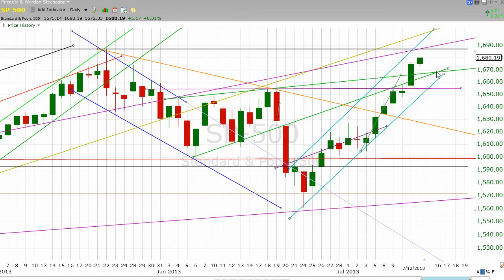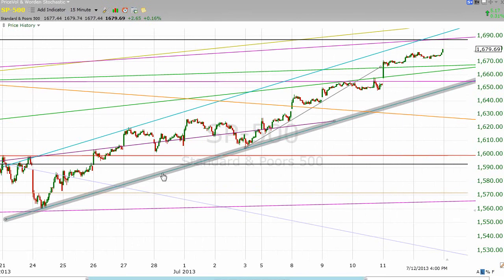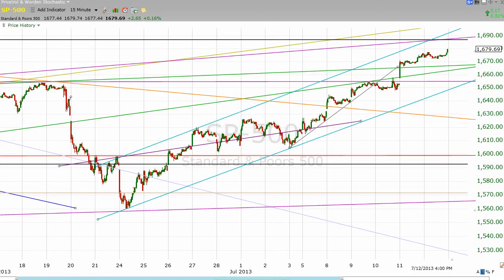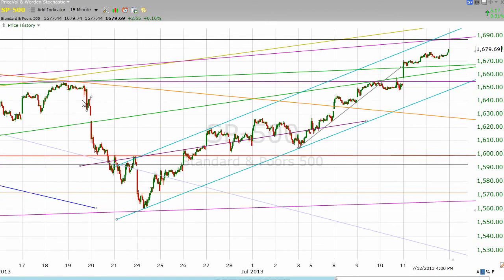And even though I was expecting a back test of this orange line, you can't argue with that. We did stay above our rising support line, this line right here. So there was no reason to sell. As a matter of fact, it's been a while since the market has really shown us a reason to sell, except for that late May breakdown back here. Since then, there's only been reasons to buy dips.